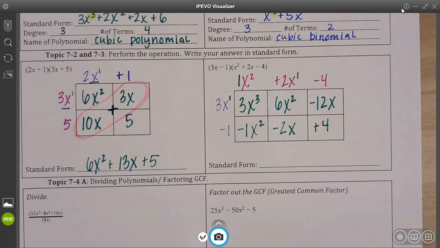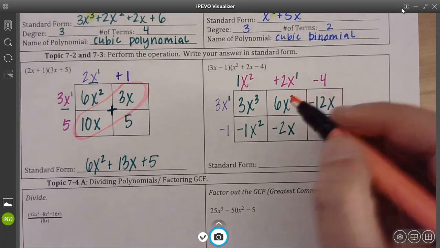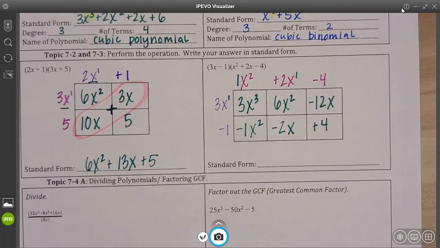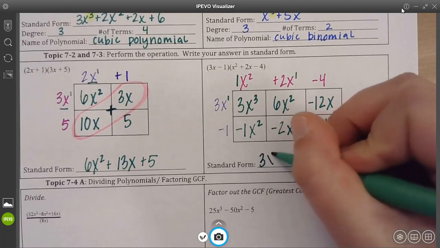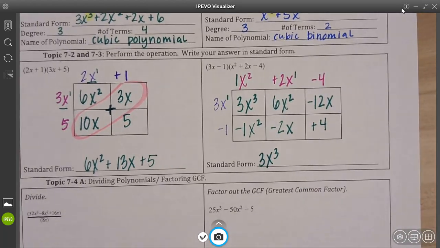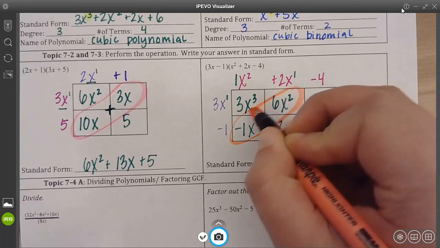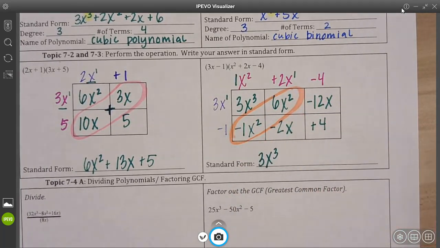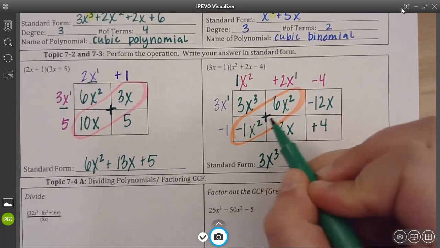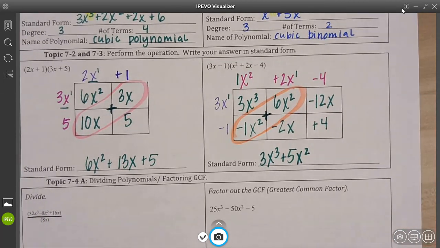And then just like our last problem, whenever we have our entire box filled in, now we're looking for like terms to combine. So I don't see anything else that has an x cubed. So I'm just going to bring it down. I know it's going to go first because it has the highest exponent. But when I look at my next box, I have a 6x squared. And there is another term that has an x squared next to it. So we need to, like we did in the last problem, add these two together. What is negative 1 plus 6? Well, that would be a positive 5x squared.